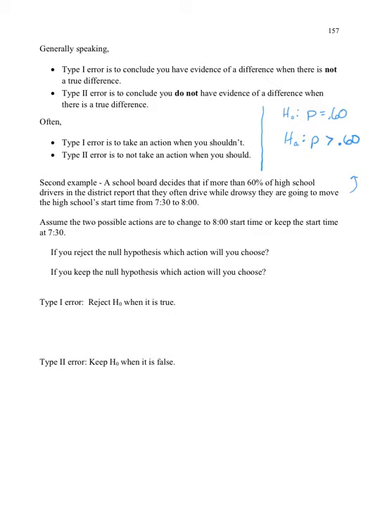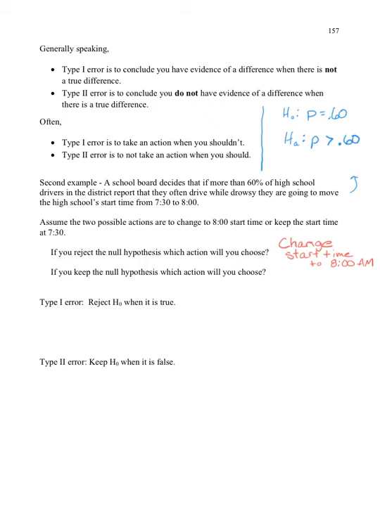So let's assume the two possible actions are to change the start time to 8 o'clock or to keep the start time at 7:30. If we reject the null hypothesis in favor of the alternative, that the evidence points to more than 60% driving drowsy, which action will we choose? Well, in that case, we would change the start time to 8 o'clock.